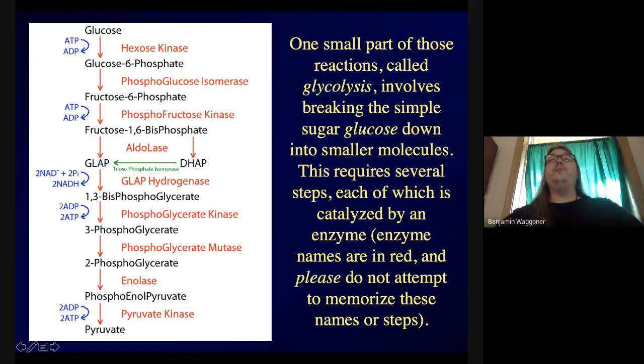Every one of those steps is catalyzed by an enzyme, and the enzyme names are shown in red, except for one that's shown in green. So to do all of that, you have to make 10 different enzymes, each of which has a particular shape to it.